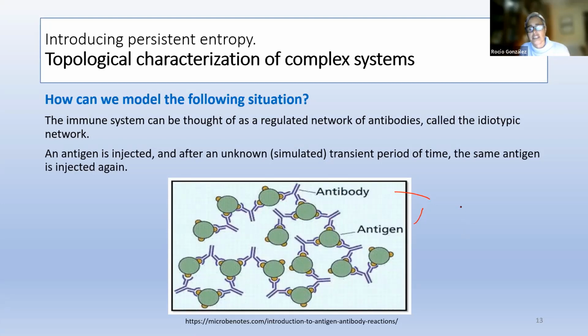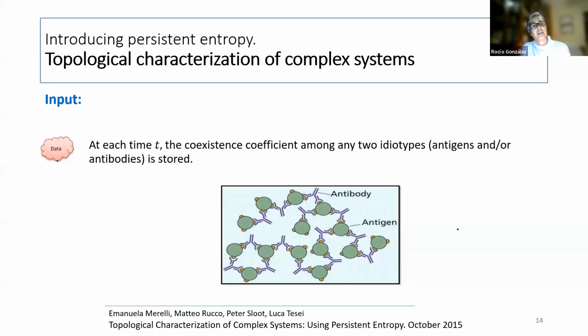So how to model this using persistent entropy? First, the idea is how to capture the data. The data is captured in a matrix, and in the matrix, we store the coexistence coefficient between any two idiotypes. An idiotype is an antigen or an antibody. So two antibodies can coexist together depending on some affinity, and antigens also. Okay, so at the end of the day, what we have is a matrix of coexistence coefficients at each time t.